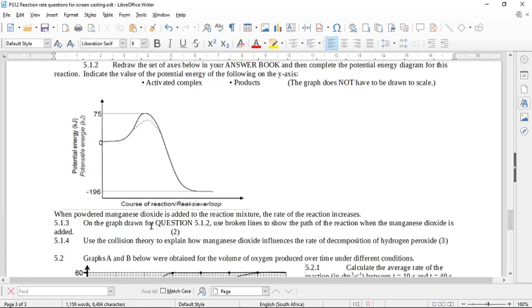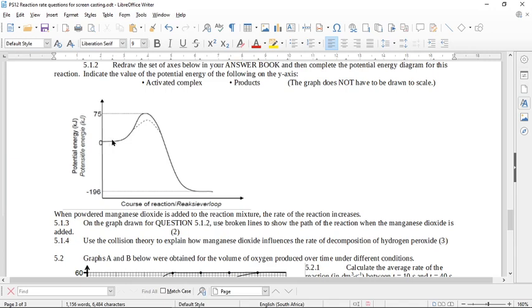So when powdered manganese dioxide is added to the reaction mixture, the rate of reaction increases. Powdered manganese dioxide is that black powder. It's a catalyst for this reaction. On the graph for question 5.1.2, use broken lines to show the path of the reaction when the manganese dioxide is added. Now all manganese dioxide is going to do as a catalyst is give you a lower activation energy. It will not change the energy of the reactants. It will not change the energy of the products.